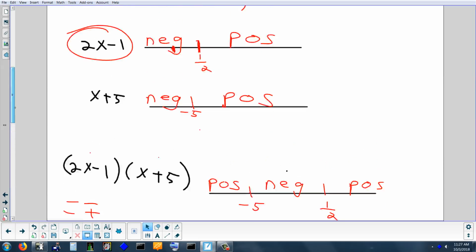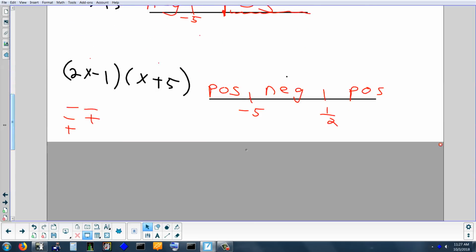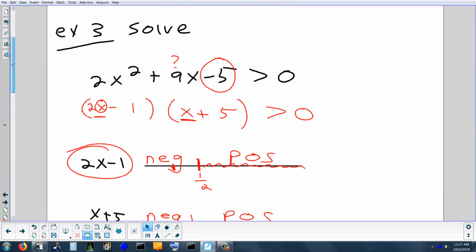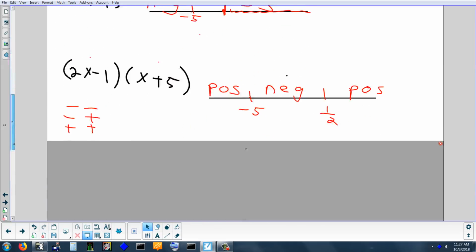So we're looking at numbers bigger than a half. Bigger than a half, that's positive. Bigger than a half, that's positive. Positive times positive is a positive. And that's why I put positive right there. So now the answer is either going to be the positive sections or the negative sections. It just depends on what the question asked. This question is asking for the positive sections. Where are you greater than 0? So that would be here and here.